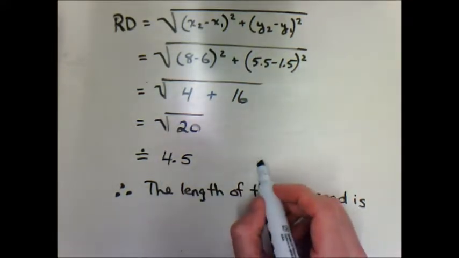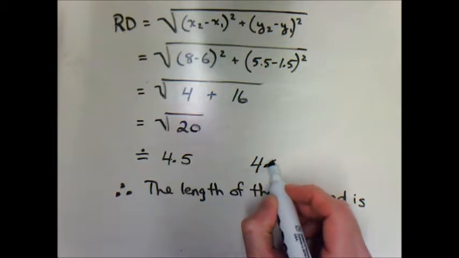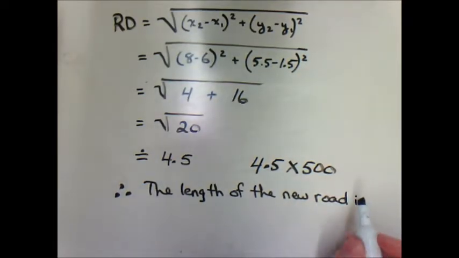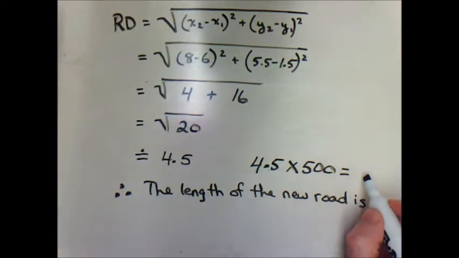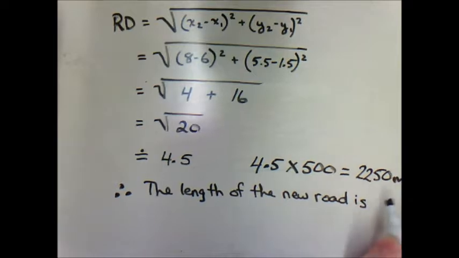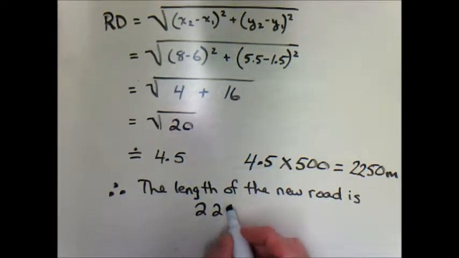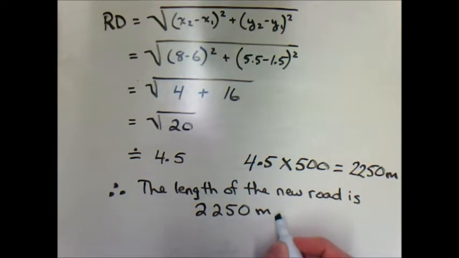So we have 4.5 times 500 meters, which equals 2,250 meters. The length of the new road is 2,250 meters.